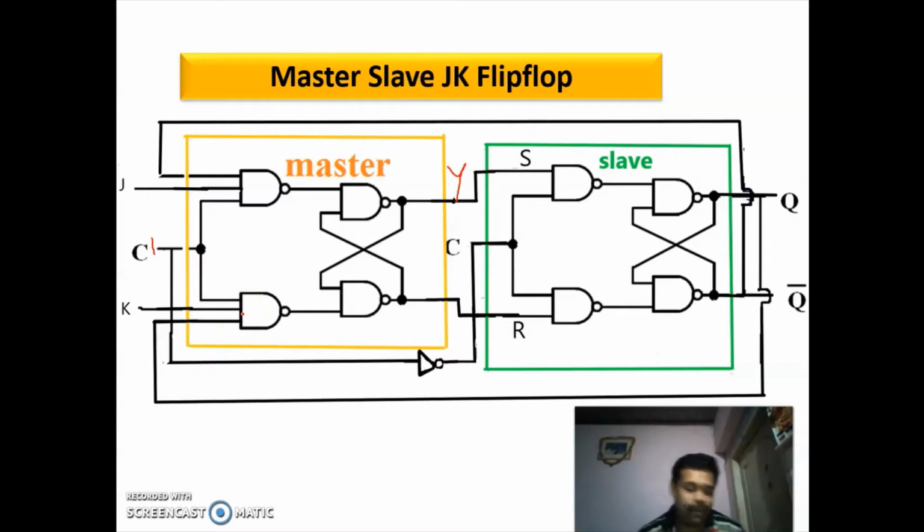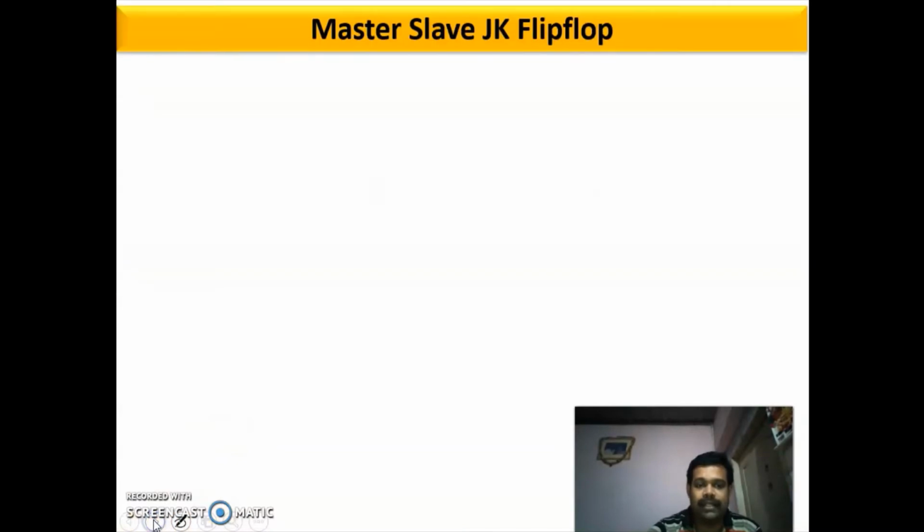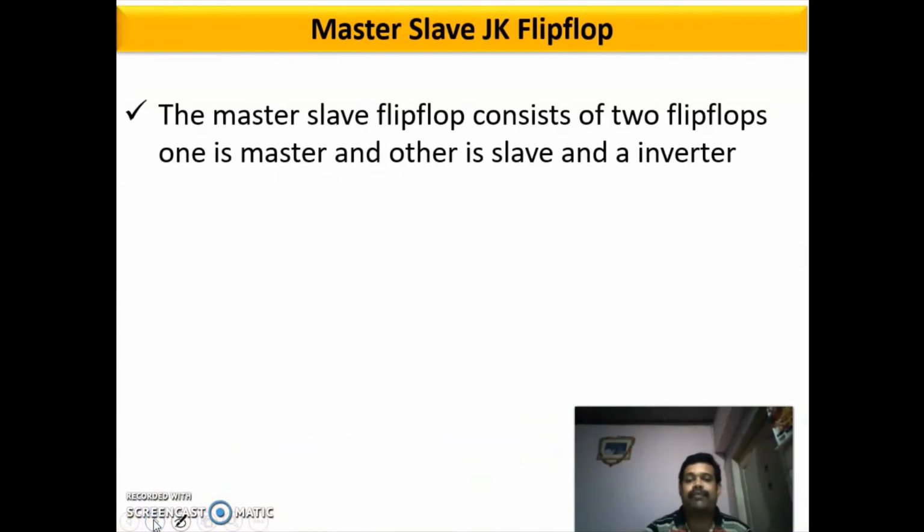This master slave JK flip flop is mainly implemented to overcome the disadvantage of ordinary JK flip flop, that is nothing but race around condition. So we'll see the explanation. The master slave flip flop consists of two flip flops. One is master and another one is slave, and we are having an inverter. This inverter is used to invert the clock signal.